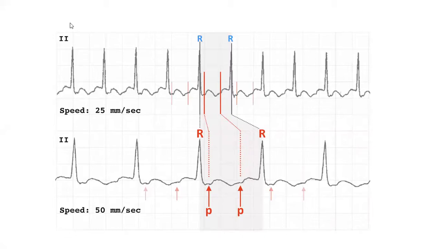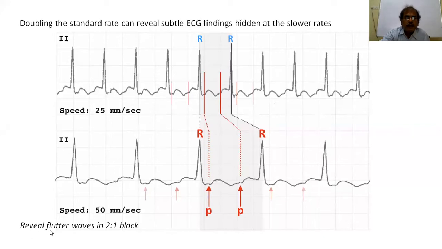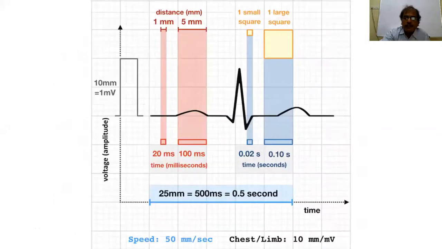So what is the idea of taking an ECG at 50 millimeter per second? Now you see, doubling the standard rate can reveal subtle ECG findings hidden at a slower rate. That means P waves which were not visible at 25 millimeter per second are now visible at a speed of 50 millimeter per second, and thus we are able to diagnose flutter waves which is in 2:1 block. So this is the usefulness of taking an ECG at 50 millimeter per second.